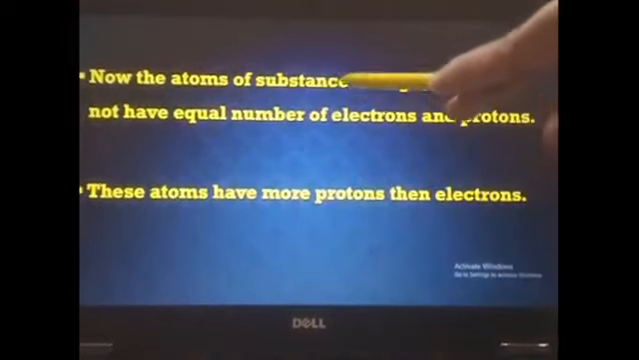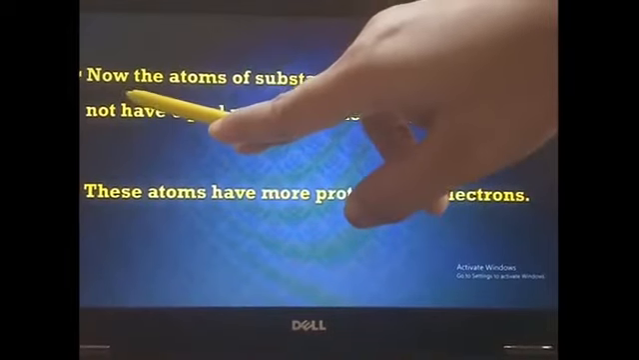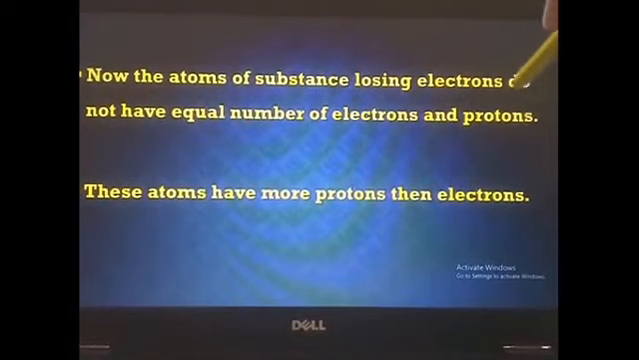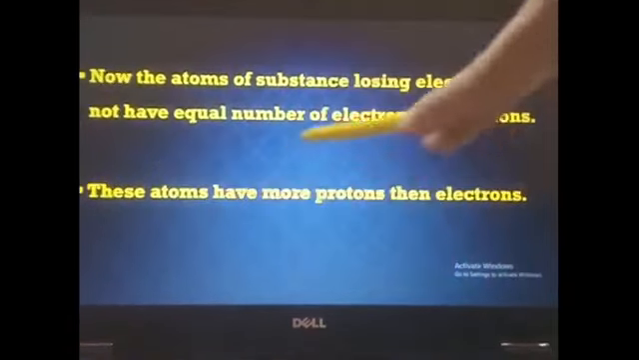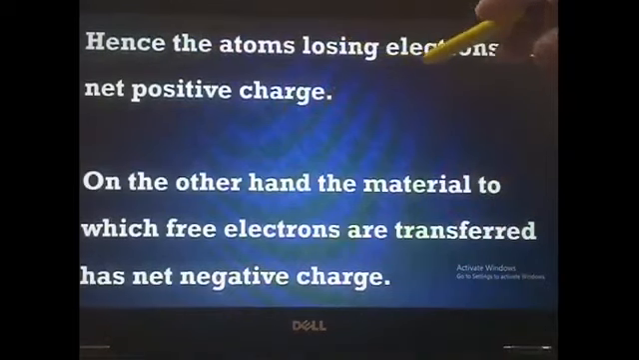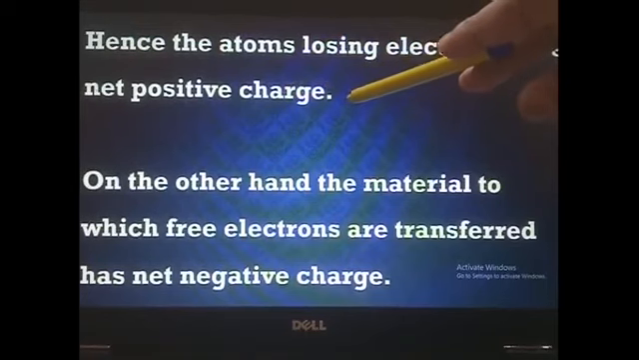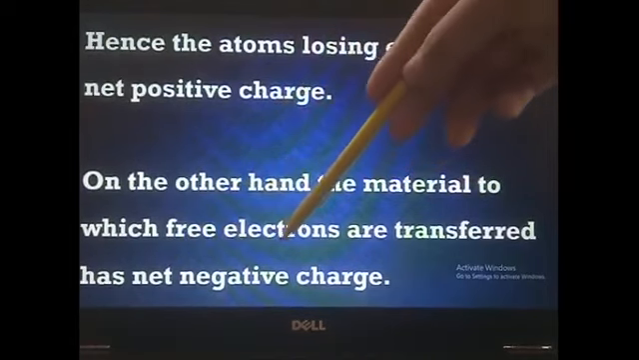Now, the atom of the substance losing the electron does not have an equal number of electrons and protons. The number of protons is now more as compared to electrons. That means these atoms have more protons than electrons, and hence the atoms losing the electrons have a net positive charge. On the other hand, the material to which the free electrons are transferred has a net negative charge.